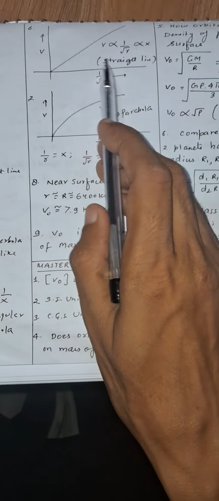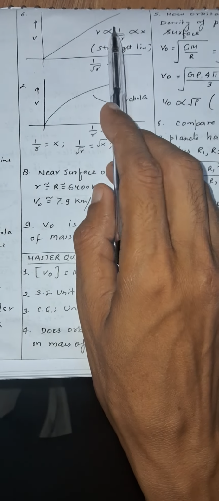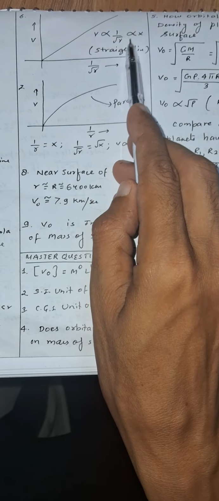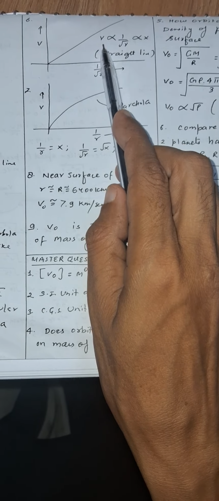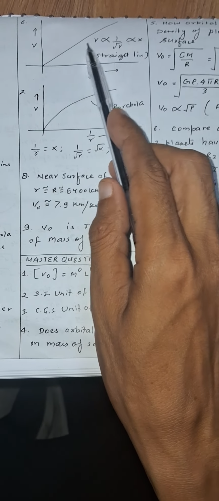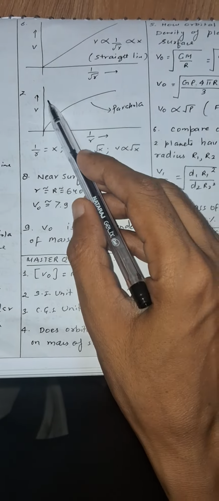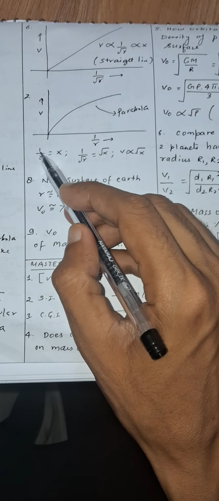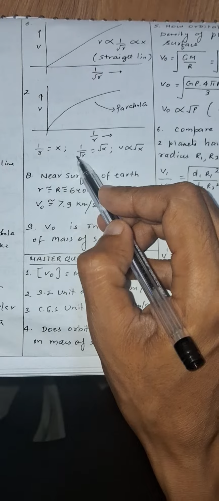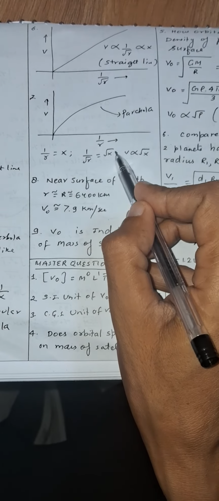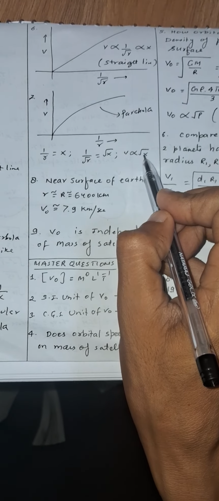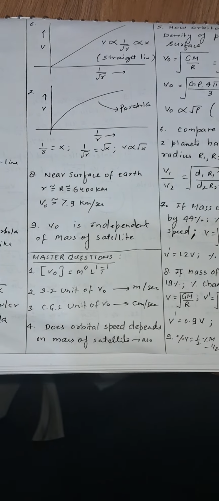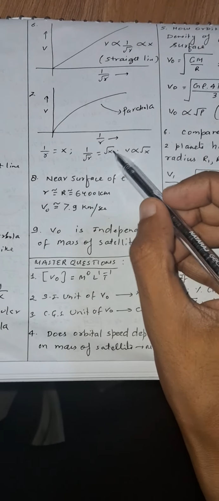Now if we draw the graph between v and 1 by root r, we suppose that 1 by root r is equal to x. So we have v proportional to x. So the graph will be a straight line. However, if we draw a graph between v and 1 by r, we just assume that 1 by r is equal to x, which gives 1 by root r is equal to root x, which gives v proportional to root x. So the graph will be a parabola turning toward the x-axis.